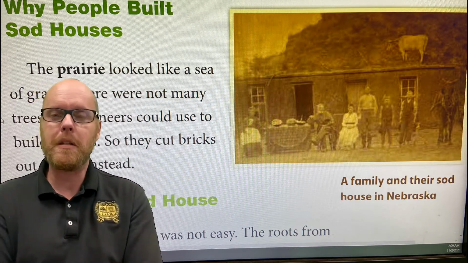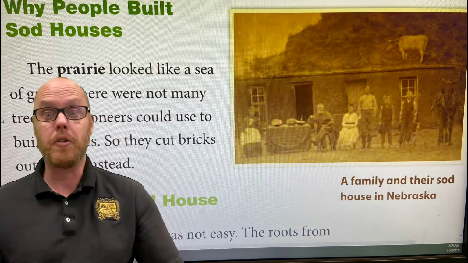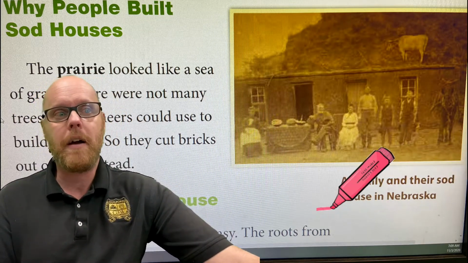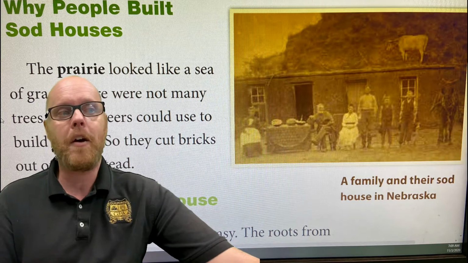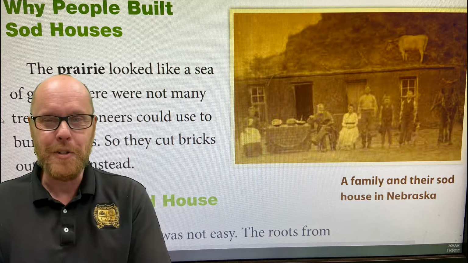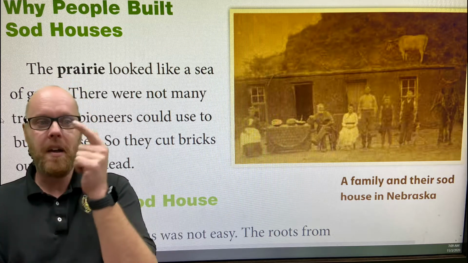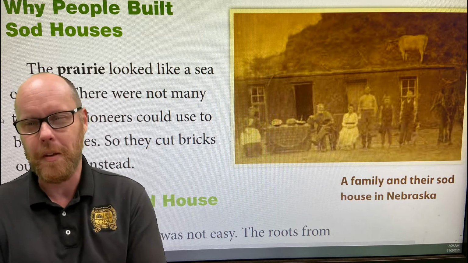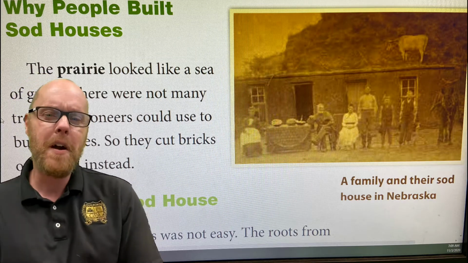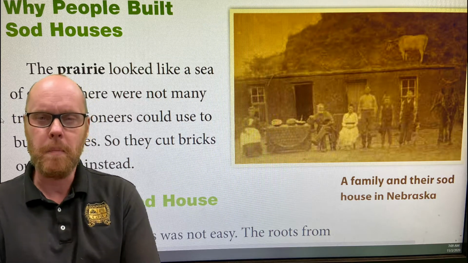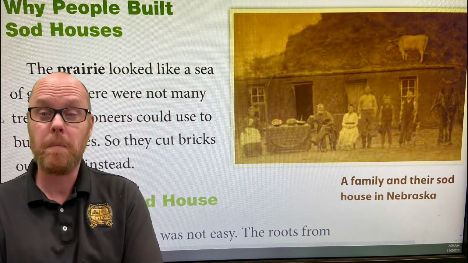If you take a look at this picture and then you look underneath it, this isn't just a family and a cow that's on the top of a roof. Bet you didn't notice the cow there, did you? What this says underneath is a family and their sod house in Nebraska. So with a better understanding of the picture, we're able to understand the story even better. So let's go ahead and read the story now.